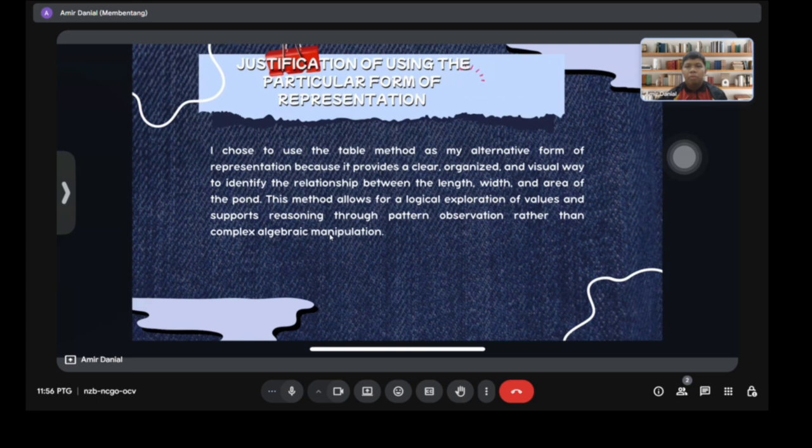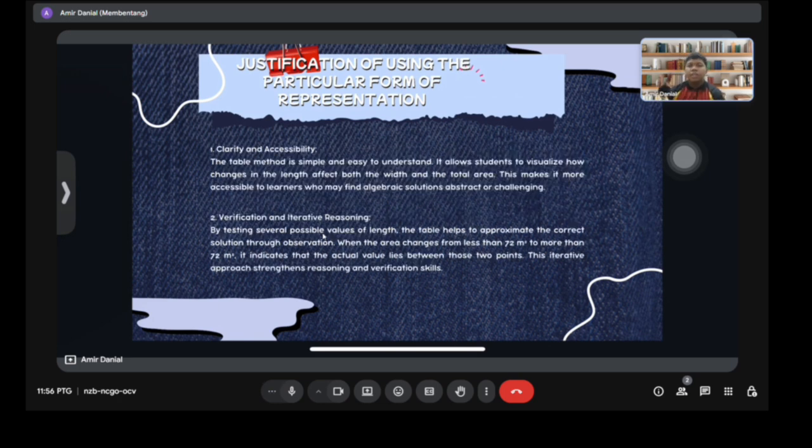So, we go through to the justification of using the particular form of representation. I used the table method as my alternative form of representation because it provides a clear, organized, and visual way to identify the relationship between the length, width, and the area of the pond. This method allows for a logical exploration of values and supports reasoning through pattern observation rather than complex algebraic manipulation.